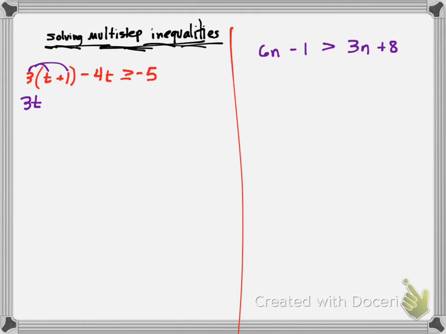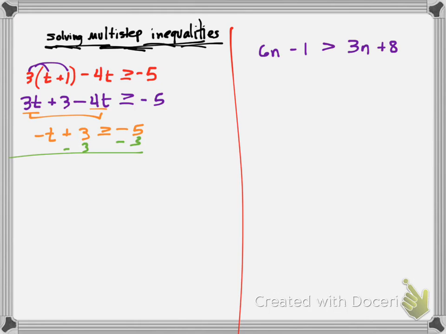So it's 3t plus 3 minus 4t is greater than or equal to negative 5. I have like terms, so I can combine negative 4t with the 3t to give me negative 1t plus 3 is greater than or equal to negative 5. I can then subtract 3 from both sides to get negative t is greater than or equal to negative 8.